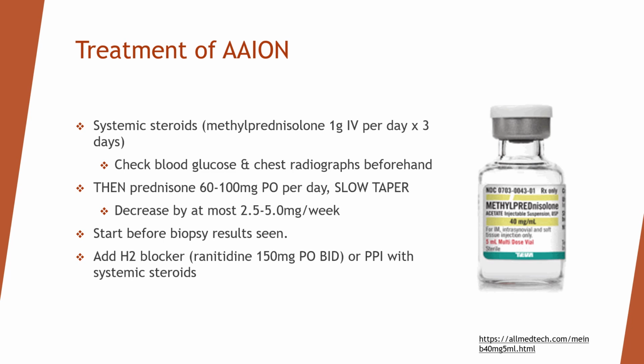We can't suddenly just stop that amount of prednisone so quickly, so we decrease by 2.5 to 5 milligrams at most per week. Because AAION is an emergency, we start before the biopsy results are returned, and H2 blockers or PPI can be given along with the systemic steroids, because systemic steroids may cause stomach ulcers.